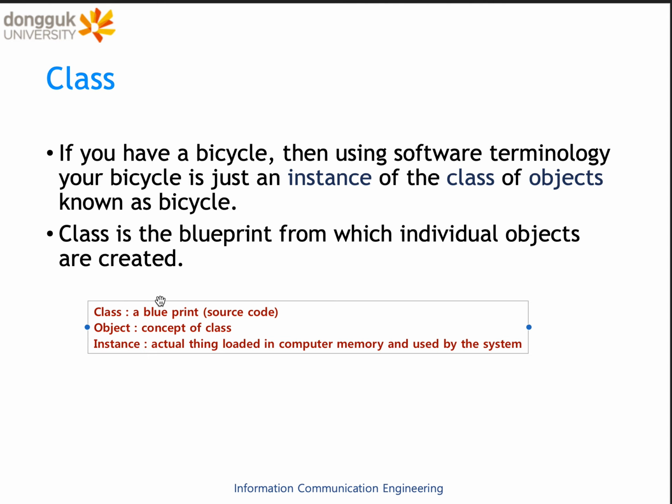There is some difference here, and in some textbooks the definitions confuse class, object and instance. Some textbooks say class is just a concept, and object is a real thing that is loaded and used by the system. But there are different opinions about defining class and object. In this class, I'm going to say that class is just a blueprint, just source code. Object is a concept level, the characteristic or behavior or method. And instance is the actual thing that is created and loaded in system memory.